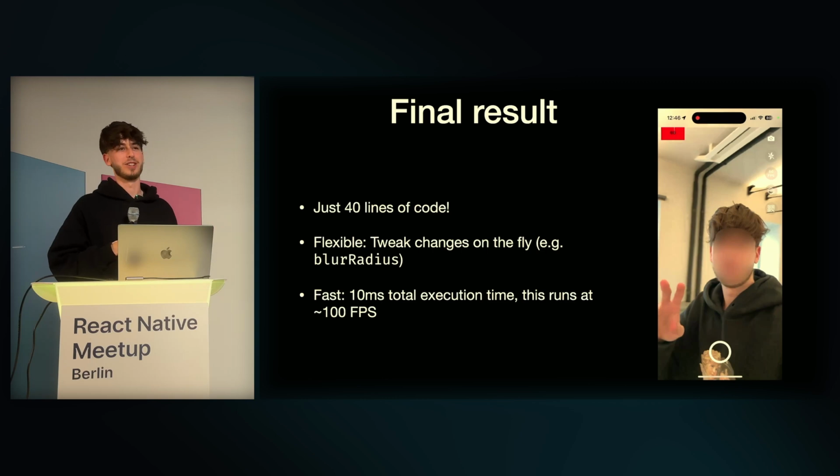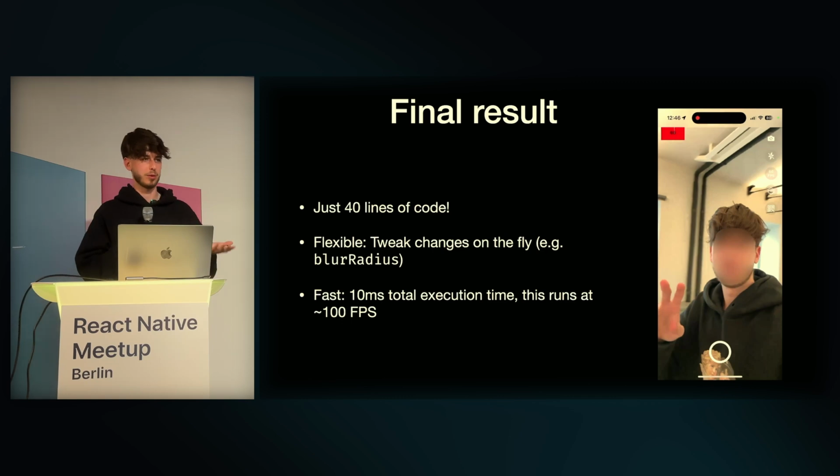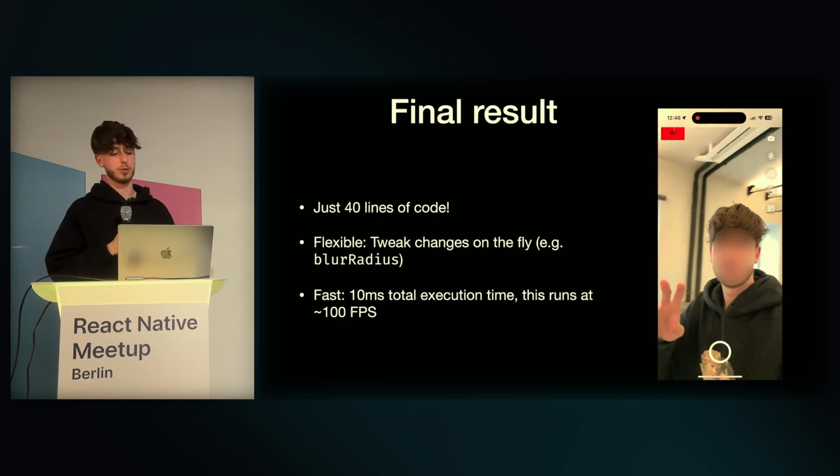And it also runs on Android, so that's the cool thing. Skia is cross-platform, VisionCamera is cross-platform. It's implemented on both platforms. So the same thing without any changes. You just hit run on Android and it's there. You can tweak the blur filter. It's applied on iOS and Android.